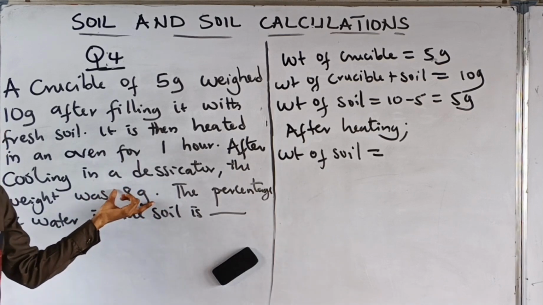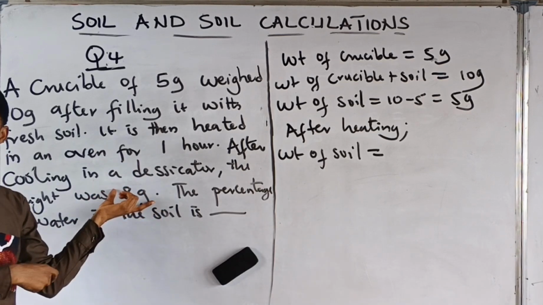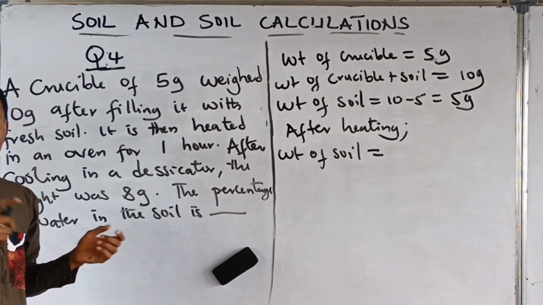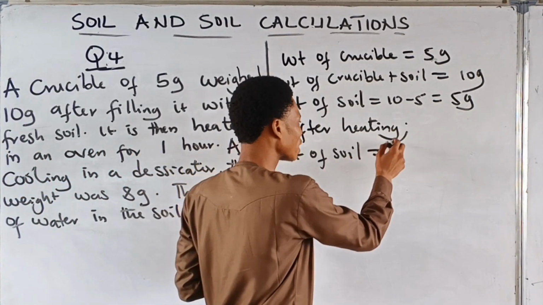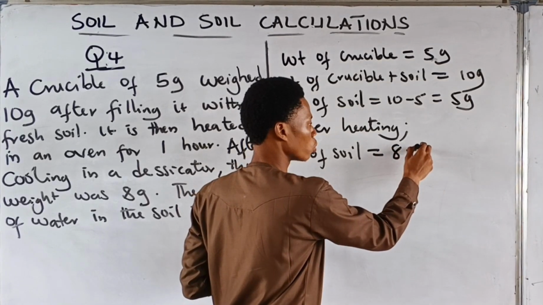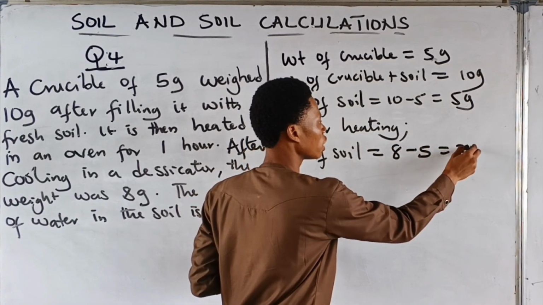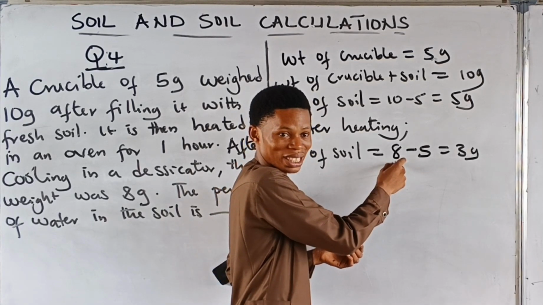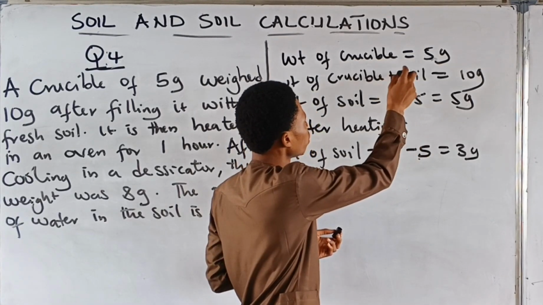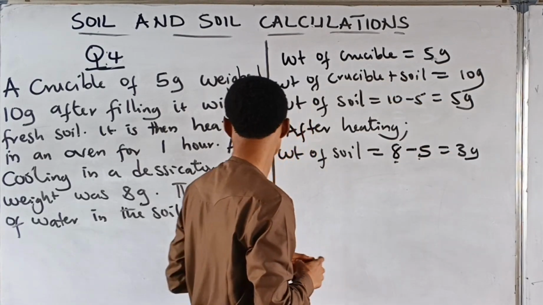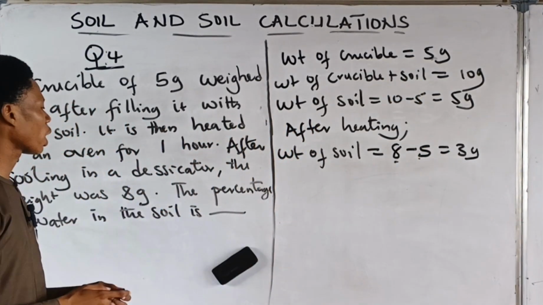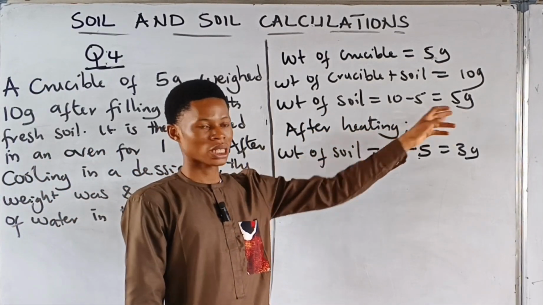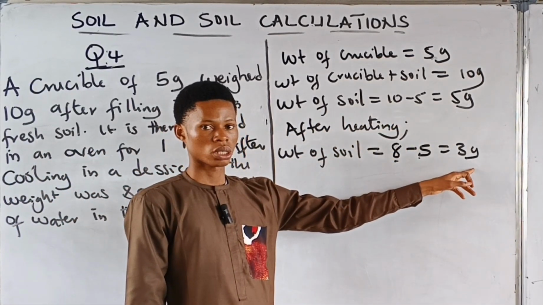Because the weight of the soil and the crucible after heating is 8 grams. Meaning the weight of the soil, we already know that the weight of the crucible is what? 5 grams. So weight of the soil after heating and cooling will be 8 minus 5, which is what? 3 grams. This 8 is the weight of the crucible plus the heated soil, the dry soil now. This 5 is the weight of this crucible. So we have 3 grams. Now we are asked the percentage of water in the soil. Wet soil is what? 5 grams, right? Dried soil is what? 3 grams.